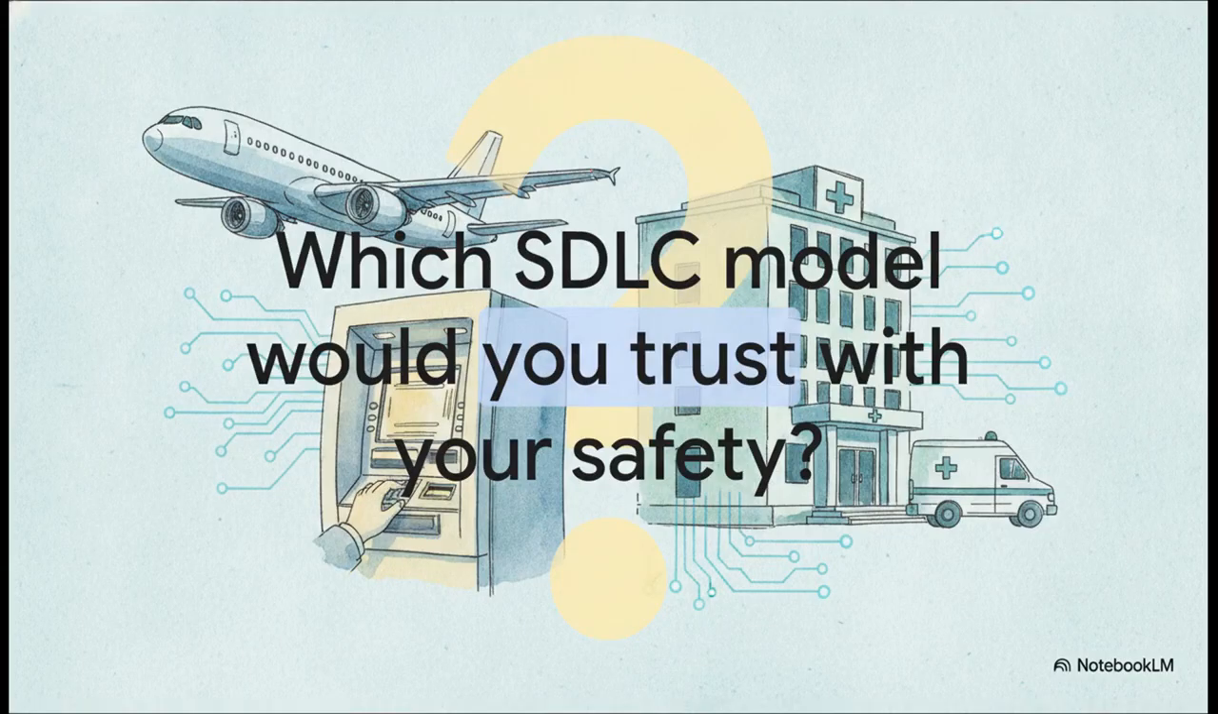As we wrap up today's explainer, I want to leave you with this thought. The next time you step onto a commercial airplane or use an ATM or visit a hospital, think about the code keeping everything running behind the scenes. Knowing what you know now about the rigorous testing of the V model versus the fast-paced shifting of Agile, which SDLC model would you trust with your own safety? It really puts the stakes of software engineering into perspective, doesn't it?